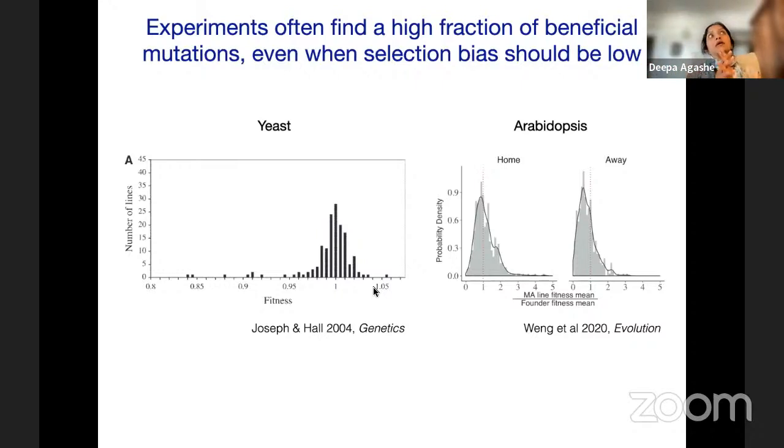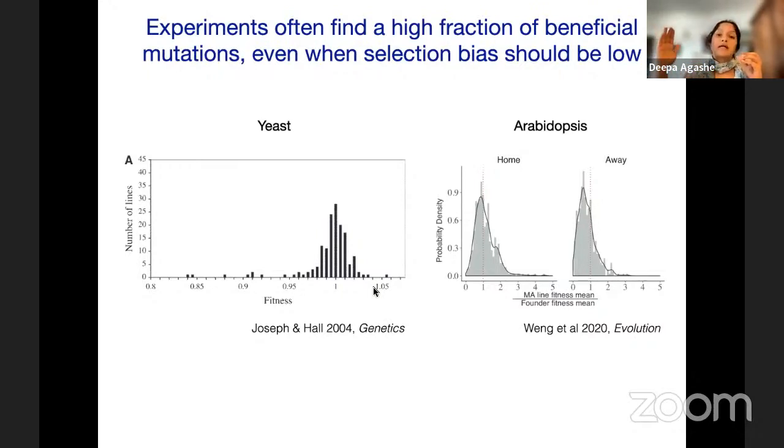negligible. Similarly, in a bunch of other papers with yeast, with Arabidopsis, and I think other single-celled microbes as well, people have found that when you take MA lines and evolve them for a long time, quite a number of them show either no change in fitness on average over time, or they show an increase in fitness.